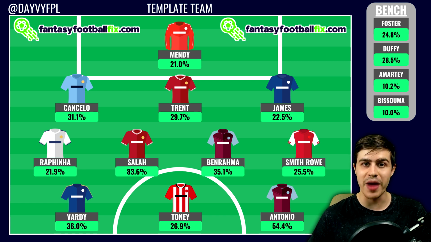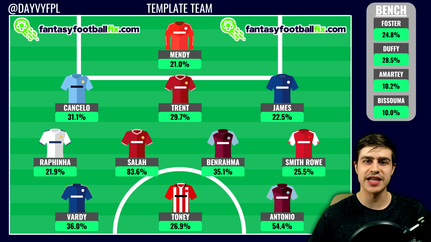So unlike Benjamin Mendy, with Reece James you're almost relying on those attacking returns, as we saw in Game Week 11, assisting Havertz for that goal against Burnley. So even though he didn't get a clean sheet, he still managed to come out of the game with 7 points. But that's nothing compared to our next two options, Trent Alexander-Arnold and also João Cancelo.